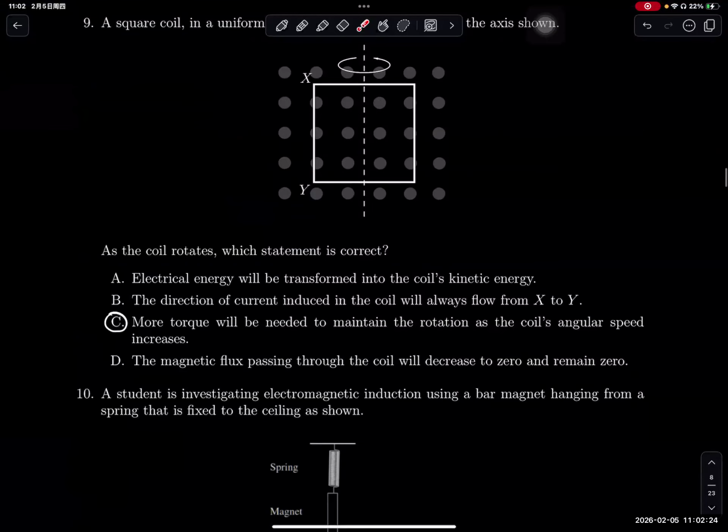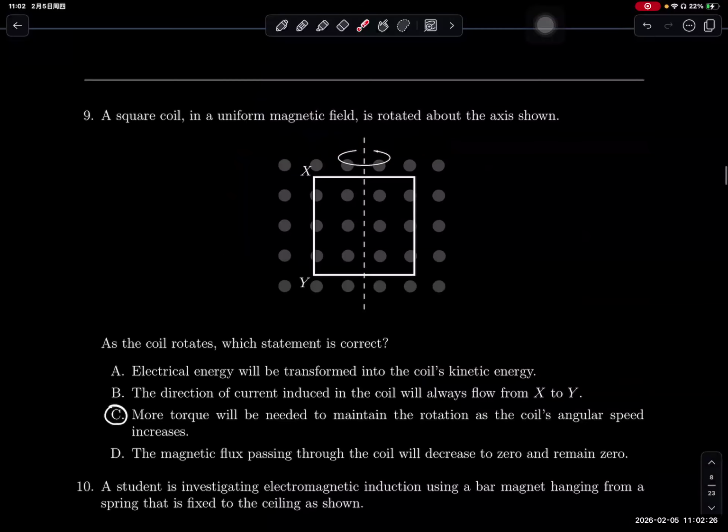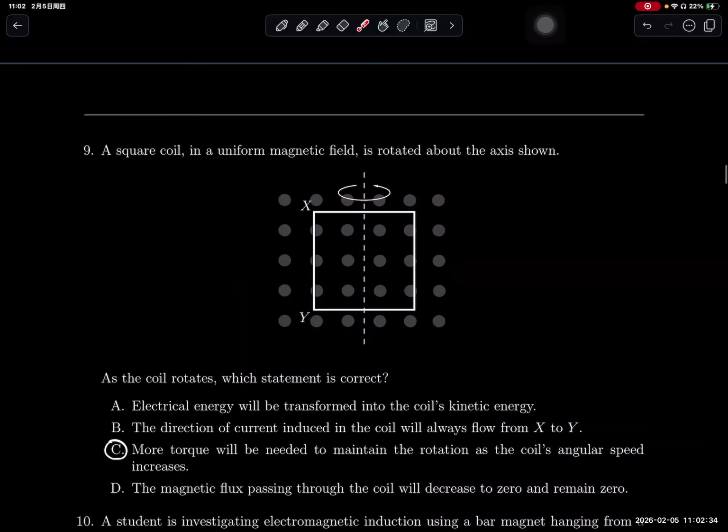Question 9, we have a coil that's rotating in a magnetic field. As the coil rotates, which statement is correct? So as it rotates, the area vector of the coil is changing angle with the magnetic field. So due to this rotation, we have a changing flux and therefore EMF and therefore currents, and therefore by Lenz's law, it opposes the initial change. So the rotation is going to be sort of restricted or minimized, right?